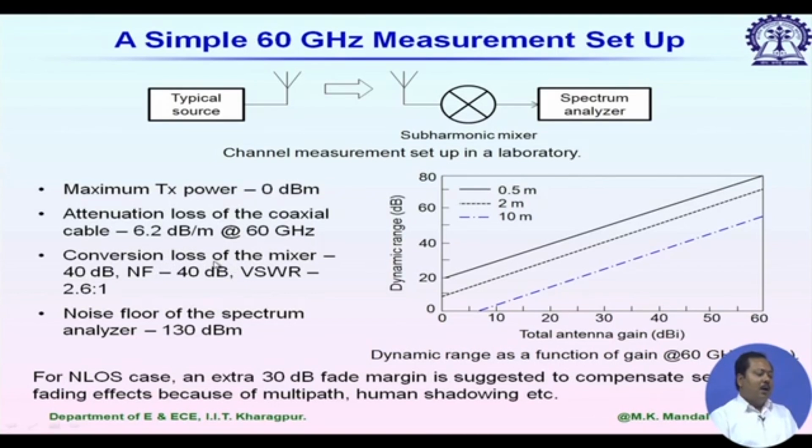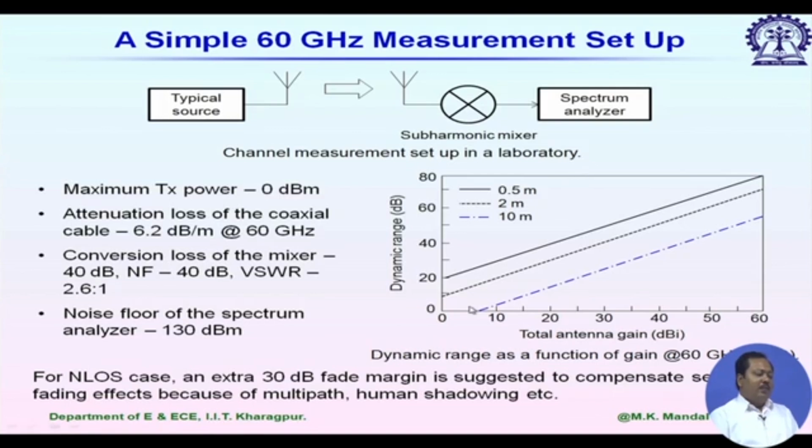We have some different categories of mixer. For them, sometimes it can be improved to even, let us say, 0 dB. Noise figure, since conversion loss is 40 dB, is also 40 dB, and the VSWR of the mixer is given as 2.6:1, and the noise floor of the spectrum analyzer is minus 130 dBm. So, the spectrum analyzer can sense power down to minus 130 dBm at a frequency of 60 gigahertz.